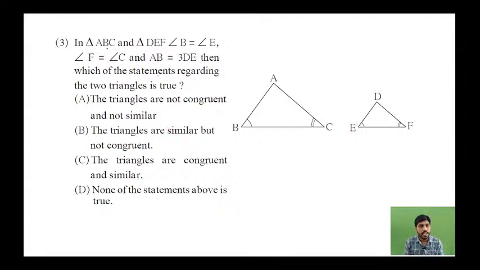Third question is, in triangle ABC and triangle DEF, B is equal to E, this B is equal to E, and F is equal to C, this F and C are equal.